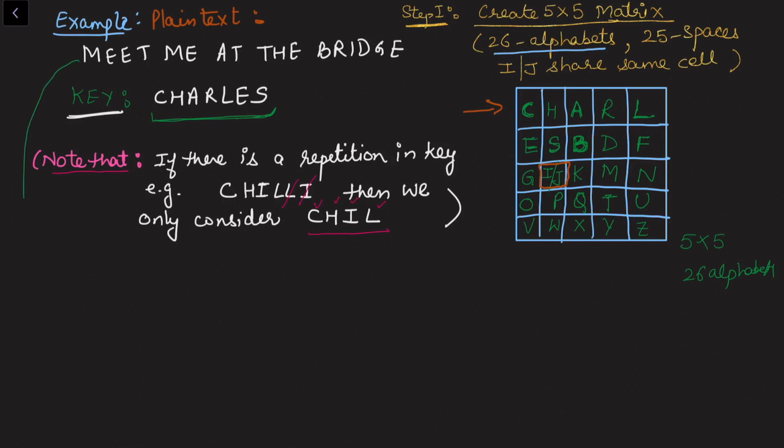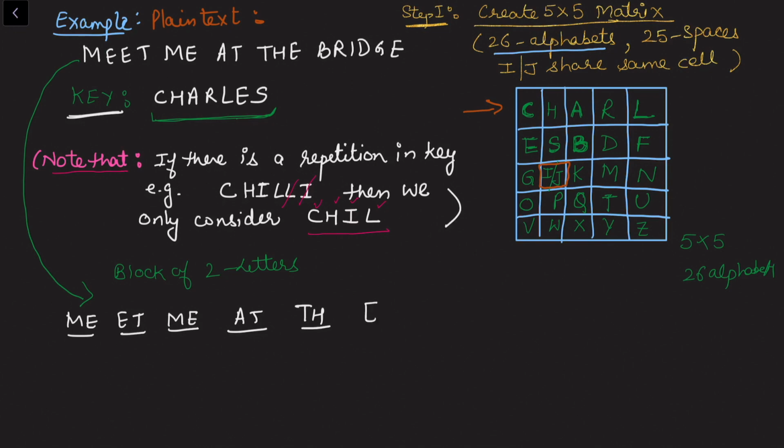And now let's write down this plain text into blocks of two letters. When I write this into blocks of two letters, it will become ME, ET, ME, AT, TH, EB, RI, DG. And you can see now E is left. So for this, add a dummy letter at the end. So we need to consider this as a block of two letters.